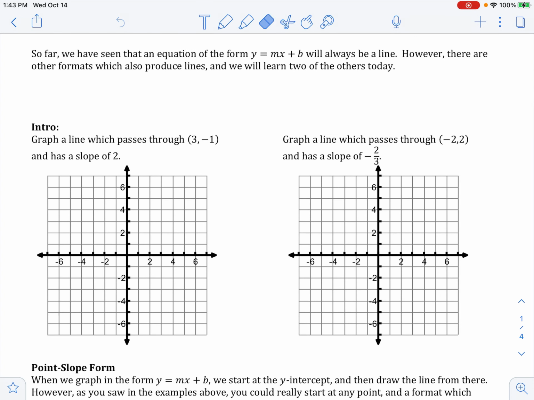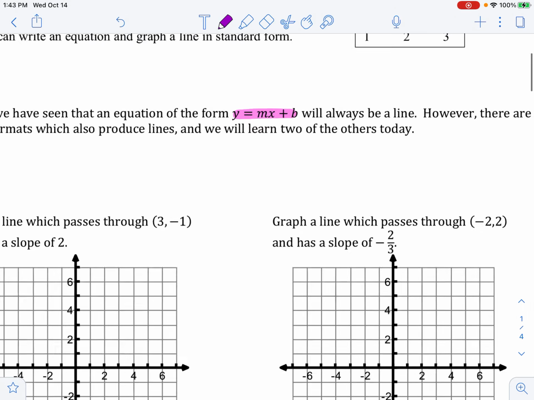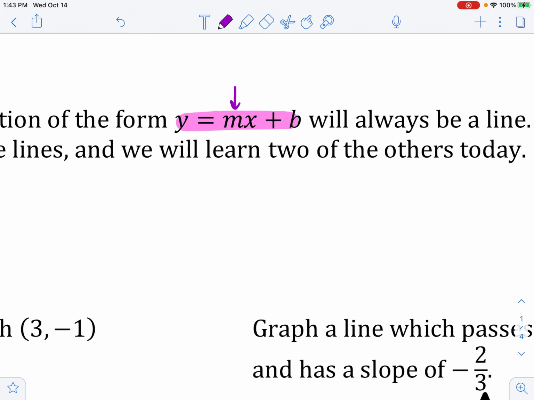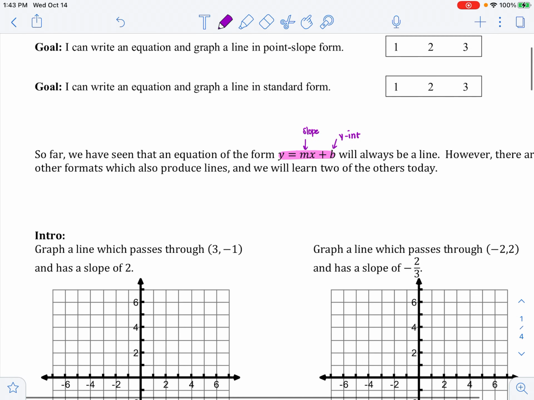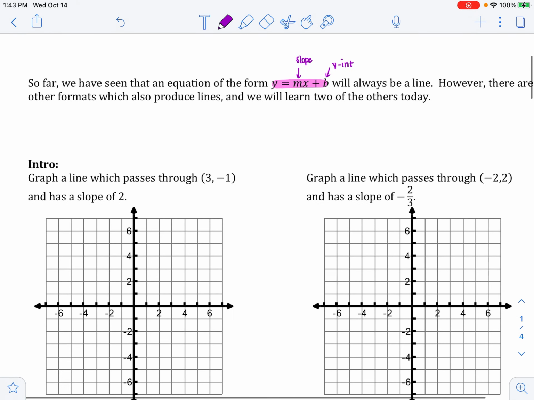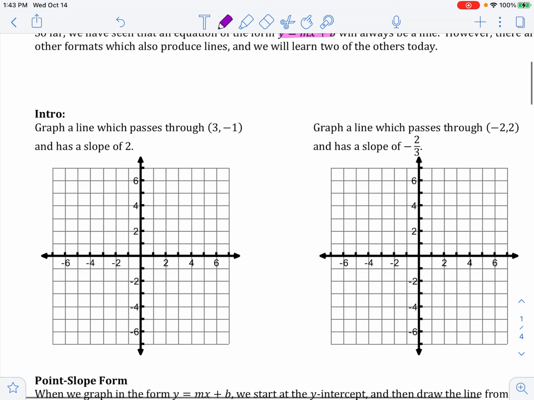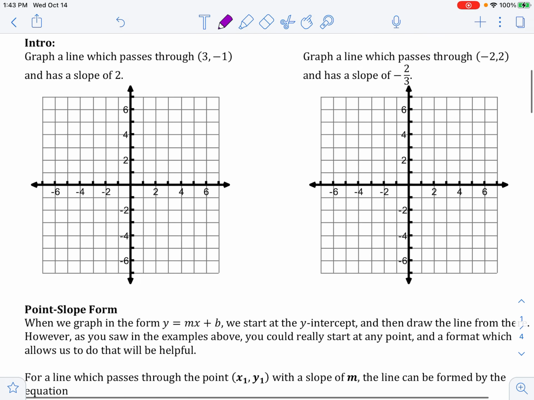Okay, so here it says, so far we've seen an equation in the form y equals mx plus b. Y equals mx plus b is slope-intercept form. The reason it's called slope-intercept form is because this is the slope, and then this is the y-intercept, 0, comma b. And that's always going to be a line. However, there are other formats which will also produce lines, and we're going to learn the two others today.